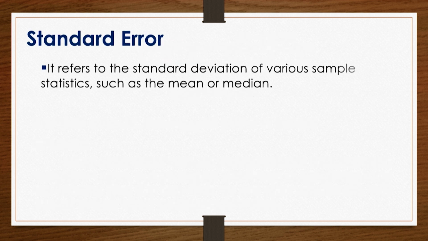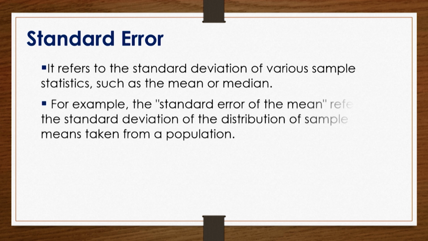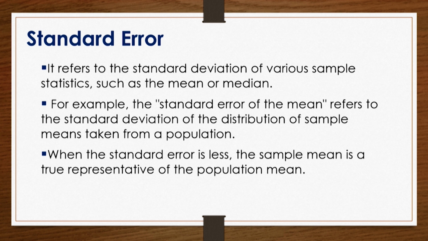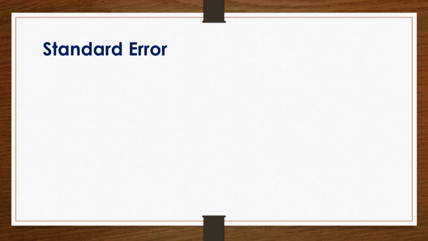Standard error. It refers to the standard deviation of various sample statistics such as the mean or median. For example, the standard error of the mean refers to the standard deviation of the distribution of sample means taken from a population. When the standard error is less, the sample mean is a true representation of the population mean.